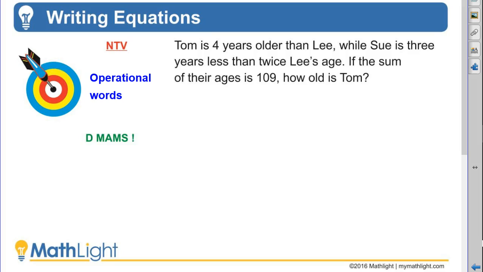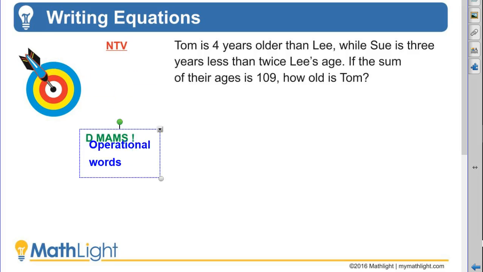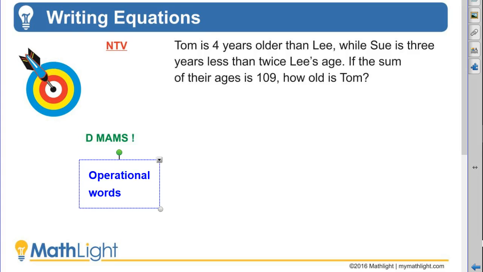All right, let's look at an example. Tom is 4 years older than Lee, while Sue is 3 years less than twice Lee's age. If the sum of their ages is 109, how old is Tom? Now that might seem impossible to you, and it's not. So let's NTV.